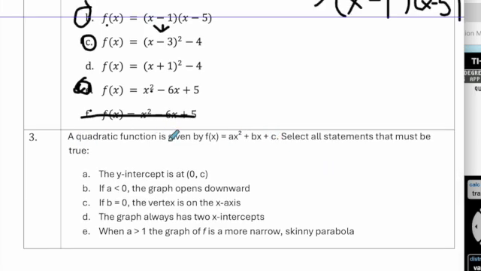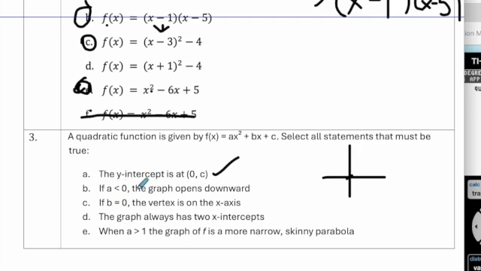Okay, a quadratic function is given by f of x equals ax squared plus bx plus c. Select all statements that must be true. The y-intercept is at 0, comma c. That's true, okay? The y-intercept, no matter where it is, our x is 0, and then our c is telling us what the y value is.